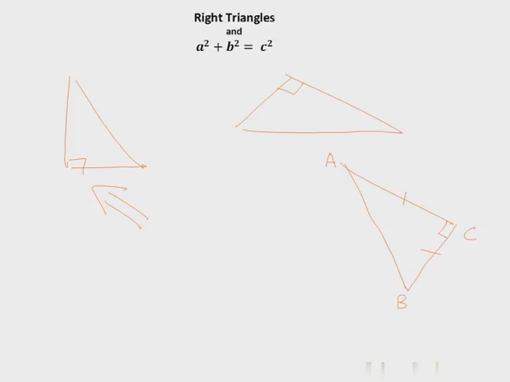Here's some terminology about a right triangle. The two sides that make up the right angle are called the bases. And the third side opposite the right angle is called the hypotenuse. I'm sure everyone's familiar with this.